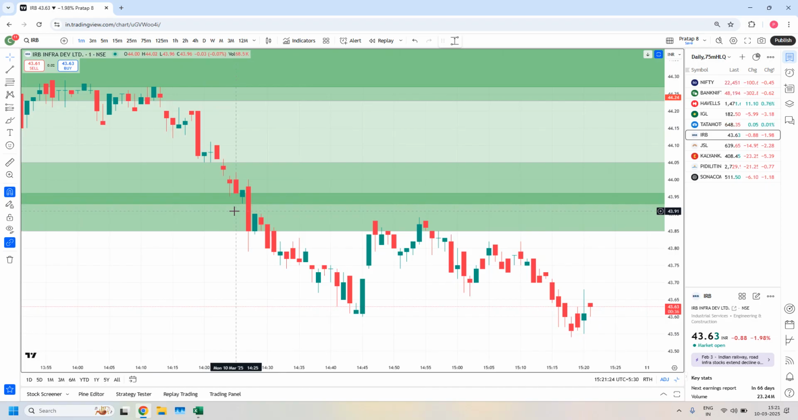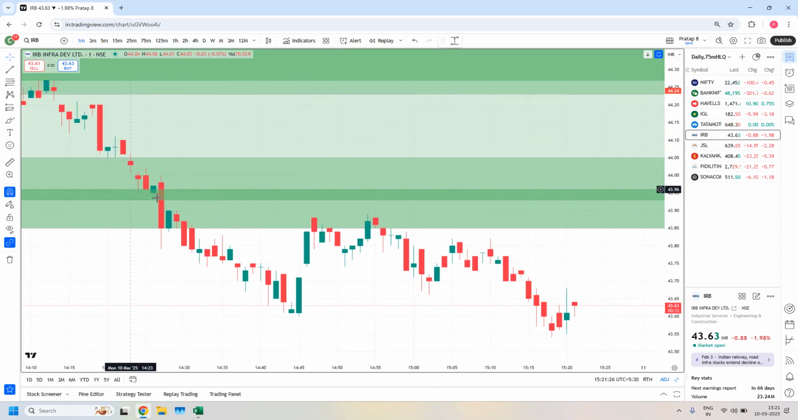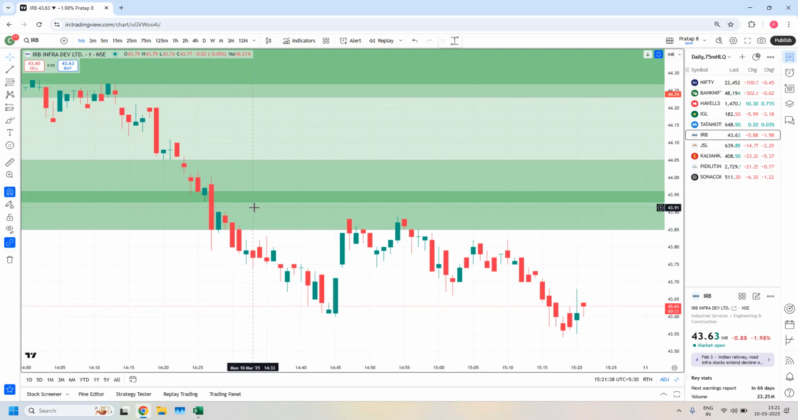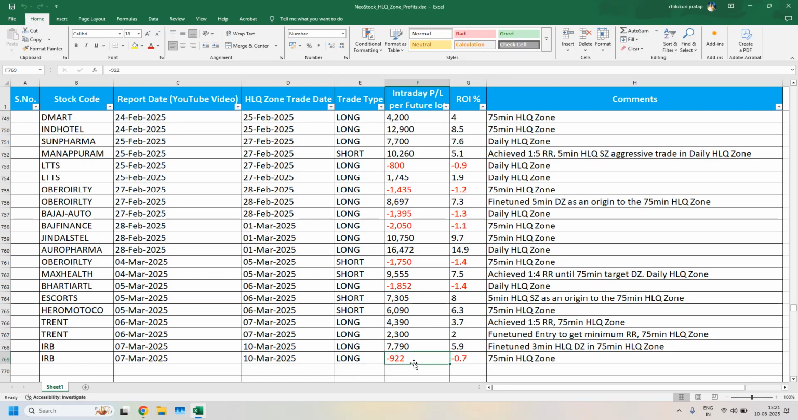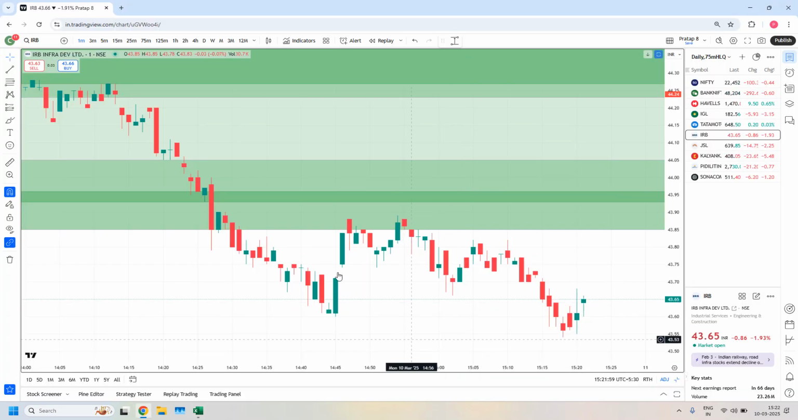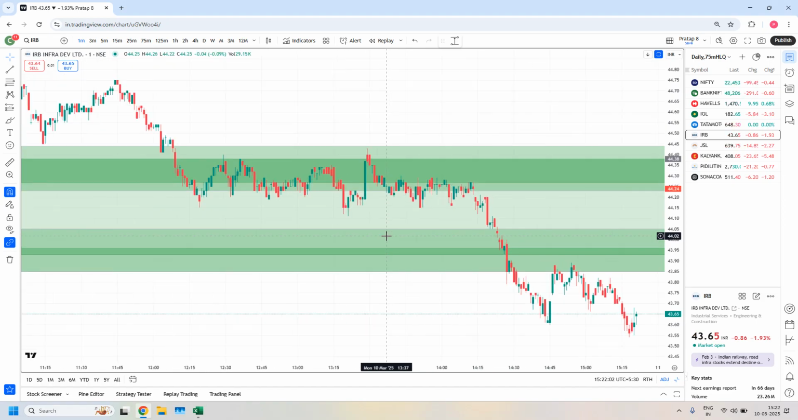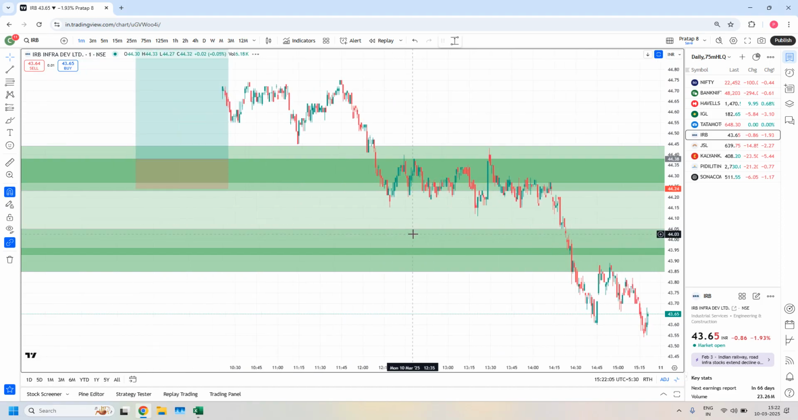Does it not have any order flow? It does. That's why it held for some time. But it was not good enough to hold, because maybe supply is very strong today at this point in time. So this zone is violated. And how much loss has it given? 922 rupees, which is 0.7% negative ROI, including the stop buffer. See, when you got the profit, you got 5.9%, close to 6%, but the moment you got the loss, it is only 0.7%. So overall, you would have got a very good profit from IRB today.